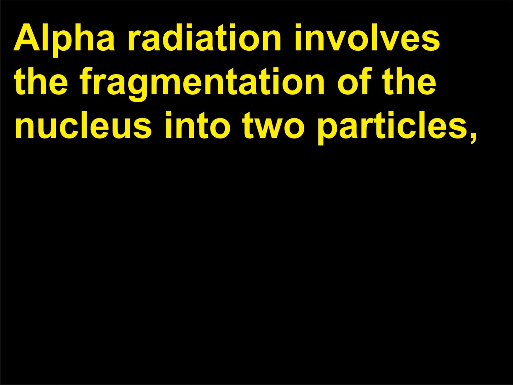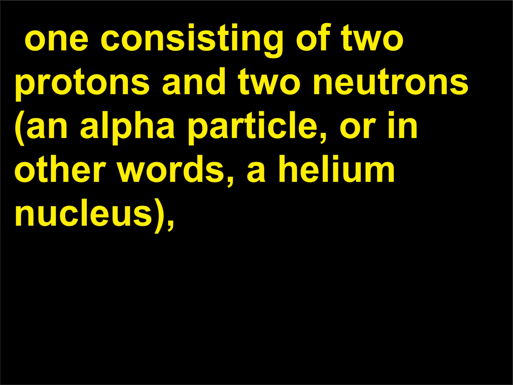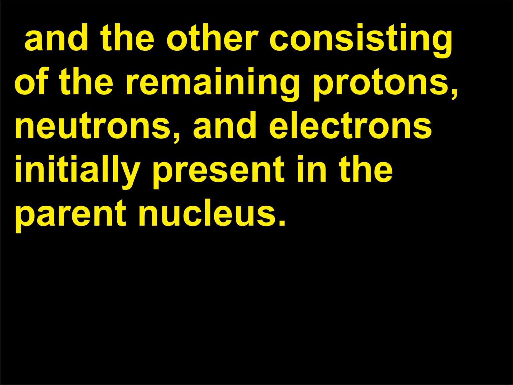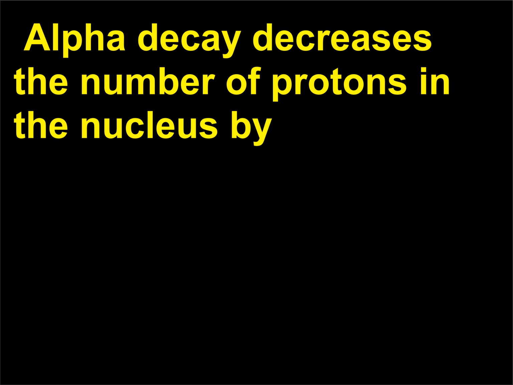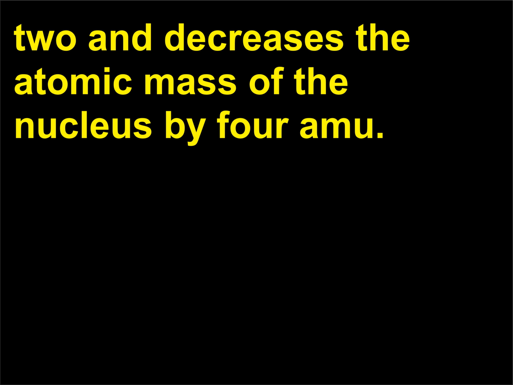Alpha radiation involves the fragmentation of the nucleus into two particles, one consisting of two protons and two neutrons, an alpha particle, or in other words, a helium nucleus, and the other consisting of the remaining protons, neutrons, and electrons initially present in the parent nucleus. Alpha decay decreases the number of protons in the nucleus by 2 and decreases the atomic mass of the nucleus by 4 amu.